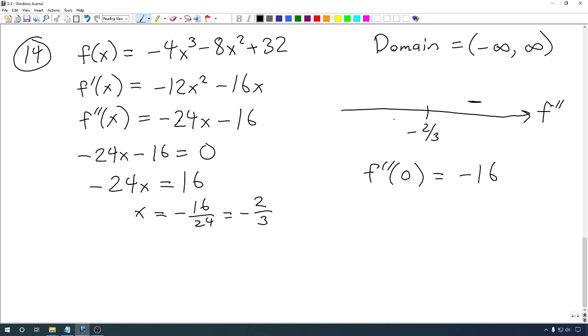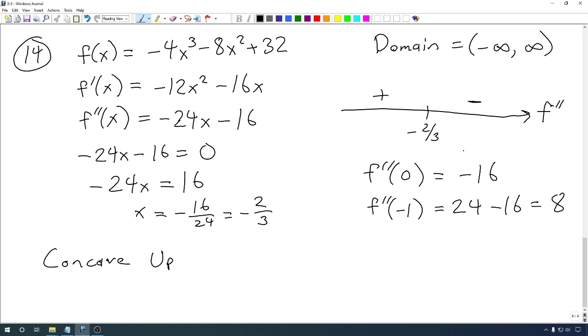On the other side, let's pick negative 1. If we plug negative 1 in here, the negative 24x becomes a positive 24, and then we subtract 16 from it, but we're still left with a positive 8. So the second derivative is positive on this part. So we can say right now, f is concave up specifically where the second derivative is positive, so from negative infinity to negative 2/3.